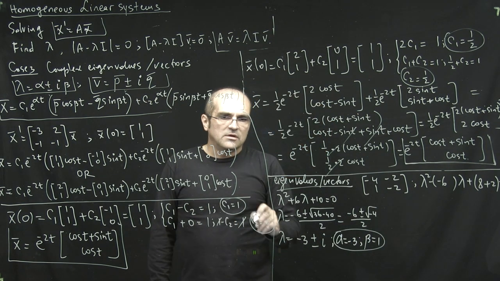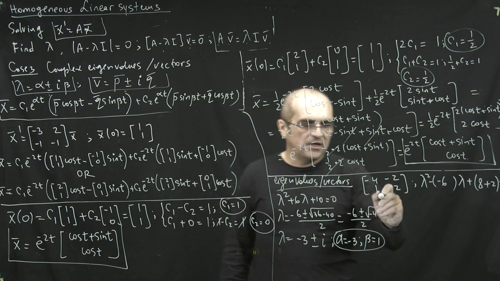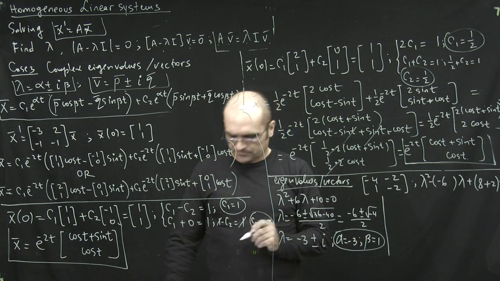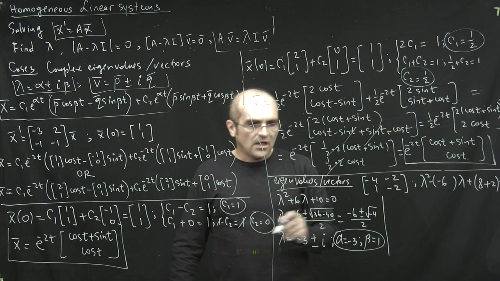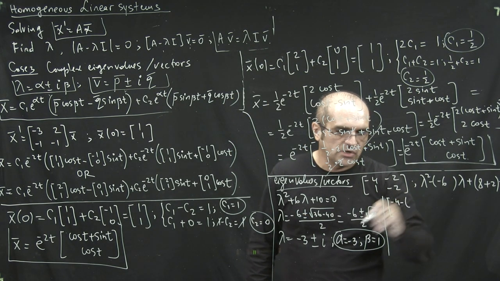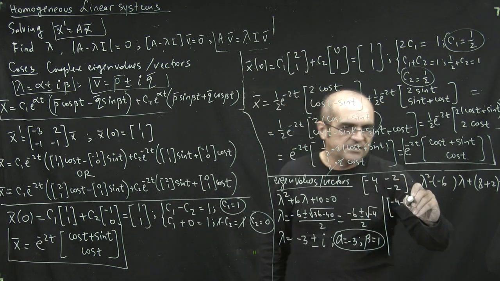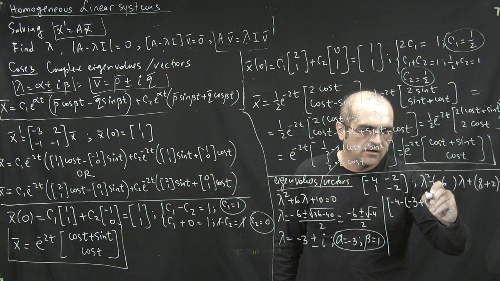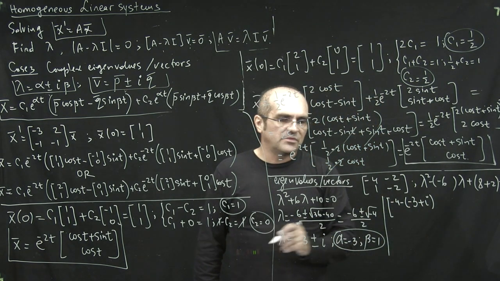And now you're setting the system to find the complex eigenvector. Okay, choose the one with plus. Remember, it doesn't matter which, just make a choice and stick to it. Subtract -3 plus i from the main diagonal.